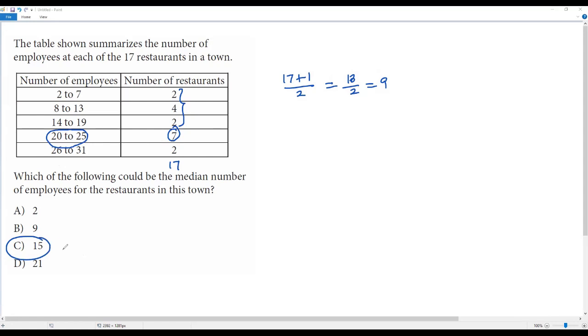That is 15 in answer choice C. So 15 could be the median number of employees. The correct answer choice for this question is C.